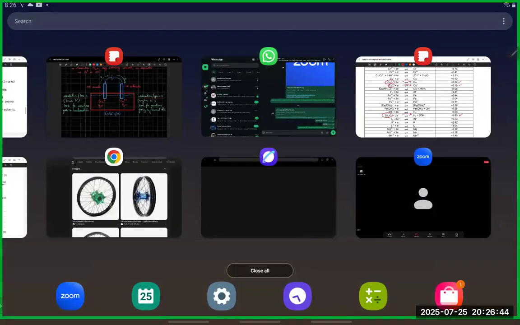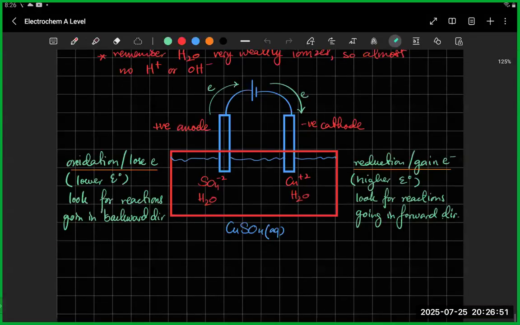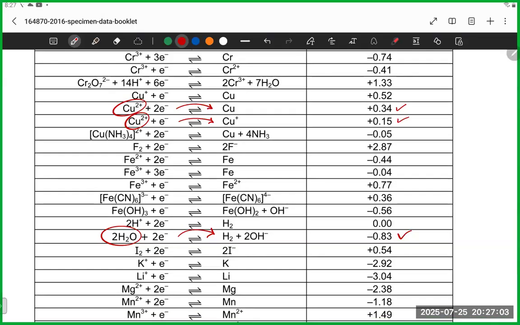You can have a look at the diagram again. It's copper plus 2 gaining electrons or water gaining electrons. And who gains electrons? The one that has the high E naught. So I'm just going to look at the data booklet and find out which one has the high E naught.